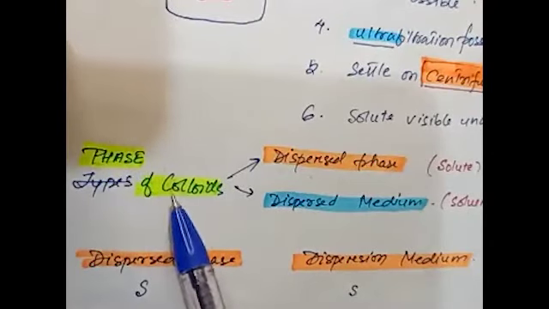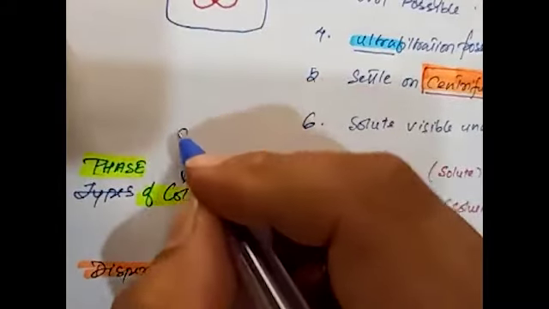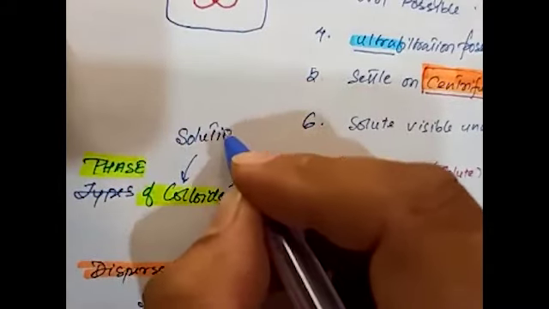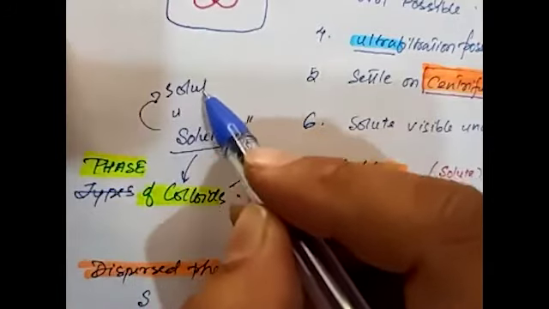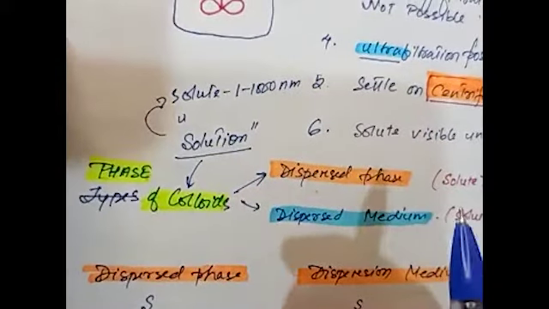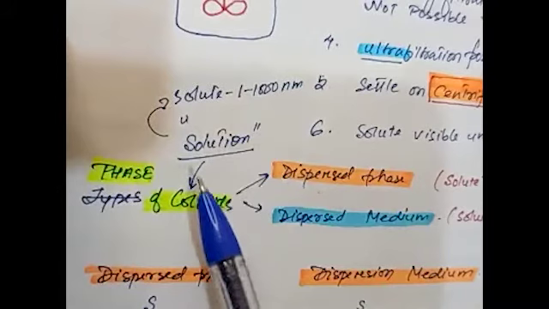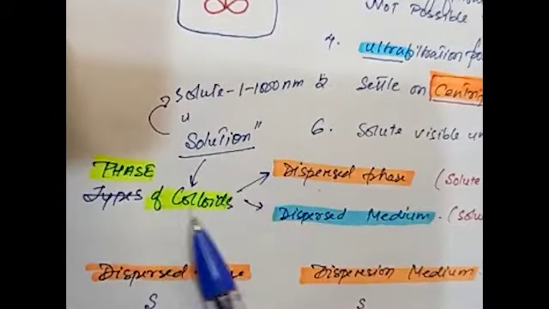All right, next is the phase of colloids. What are colloids? Colloids are a type of solution. Don't get confused by the word colloid; this is nothing but a solution whose solute particles are between 1 to 1000 nanometer. If it is like that, then it is known as colloids.